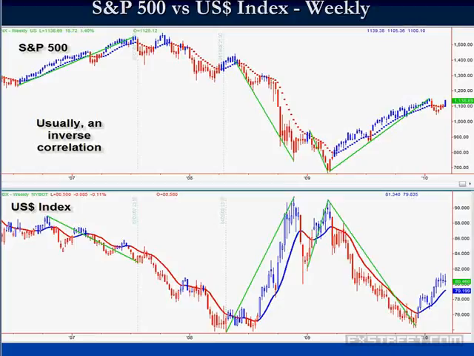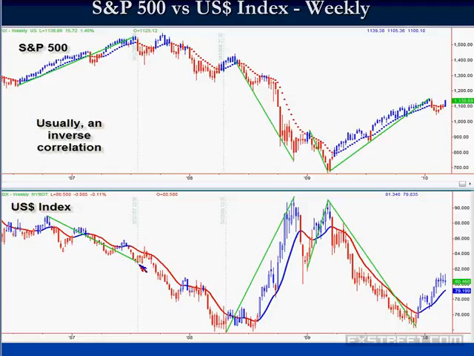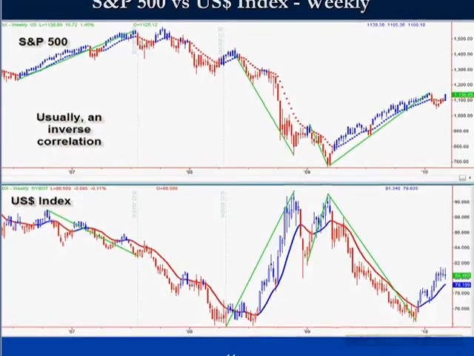Yeah, absolutely. So what will very often happen is that there is a relationship between the dollar index and the S&P. And this is how it works. We've got a rising S&P and a falling dollar index. Now, this one can be completely perverse at times because there are several influences here.